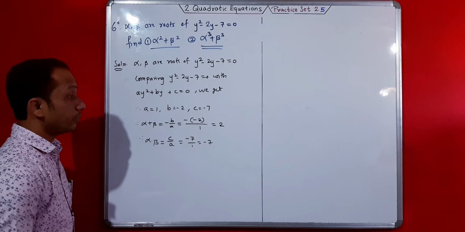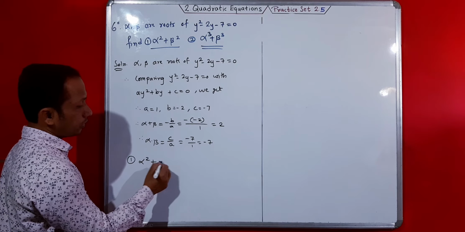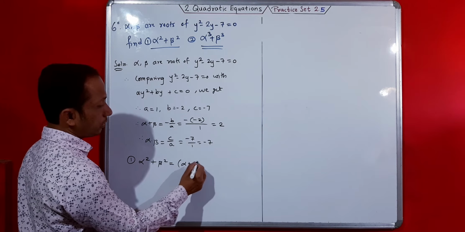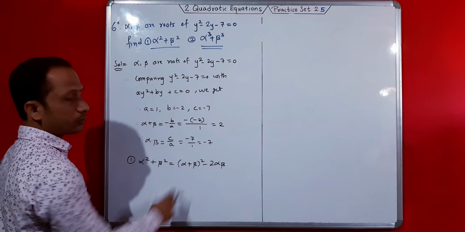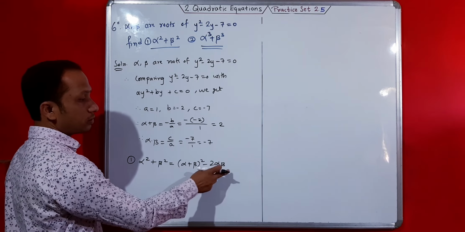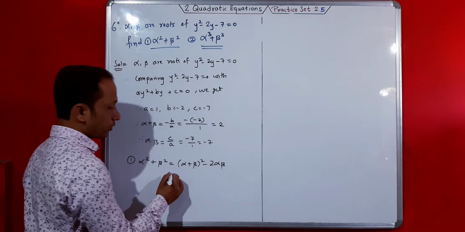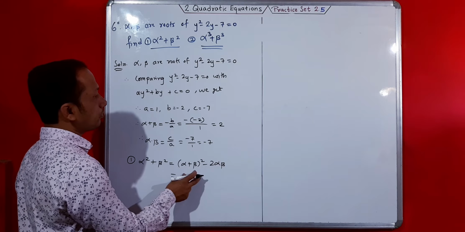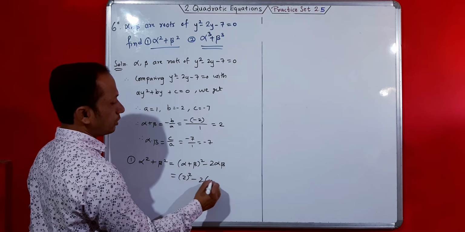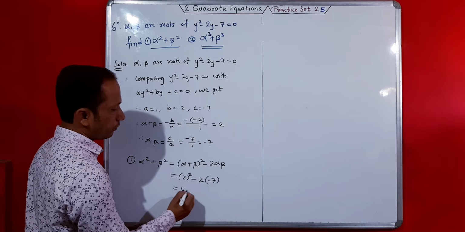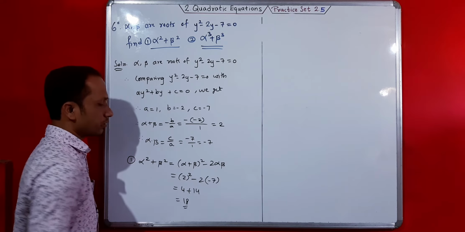Now what is given? First we have to find alpha square plus beta square. You know the formula: alpha plus beta, bracket square, minus 2 alpha beta. You can do this calculation: a square plus b square plus 2ab, and the minus 2ab cancels, so alpha square plus beta square will remain after using this formula. So put the values: alpha plus beta bracket square, so it is 2 square, minus 2 into alpha into beta, which is minus 7. So it is 4, and this minus becomes plus 14, so it is 18. So this is the first, alpha square plus beta square.